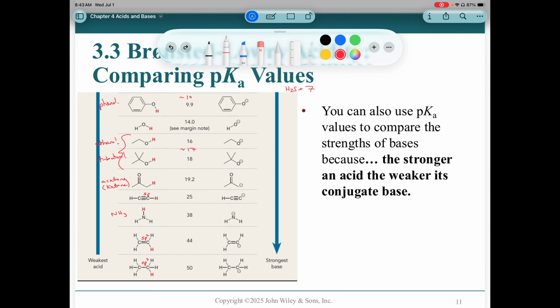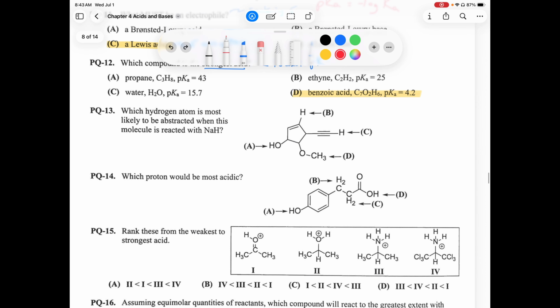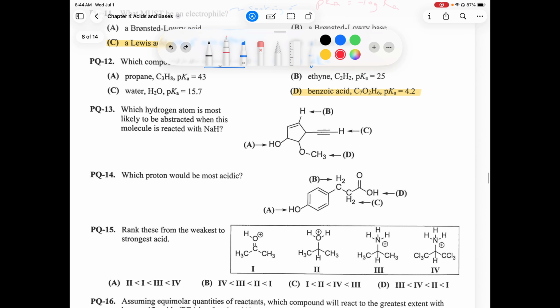So let's go back to the questions in the ACS study guide. And now that we have that knowledge, it's going to enable us to answer question 13 pretty quickly. Which hydrogen is most likely to be abstracted when this molecule is reacted with sodium hydride? So sodium hydride, NaH, right? Hydride is a base, right? It's a base. So which one of these is the most acidic?